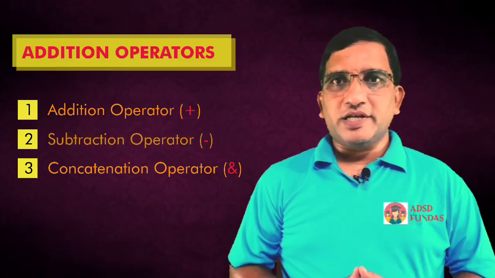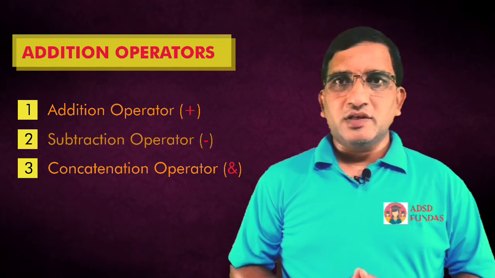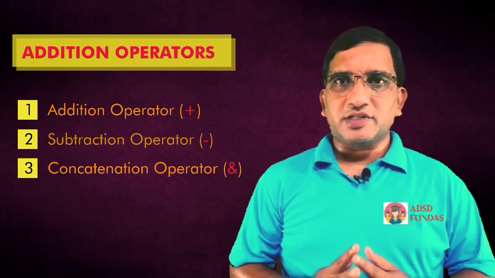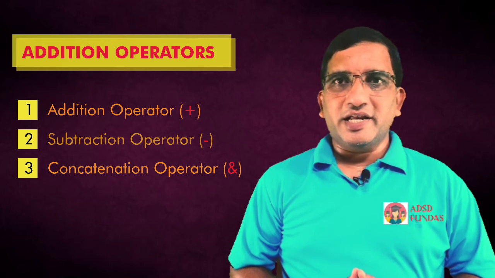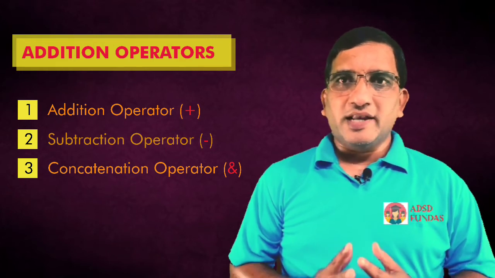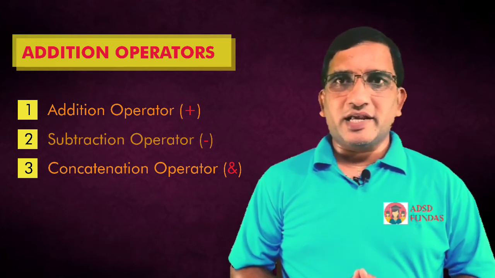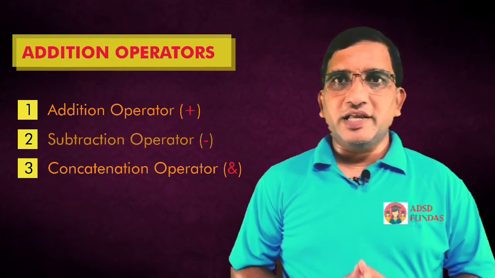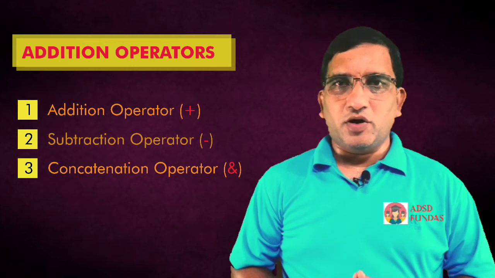The first operator is the addition operator, which is indicated by plus sign. The second operator is the subtraction operator, which is indicated by the minus sign. And the third operator in this category is the concatenation operator, which is indicated by ampersand symbol.